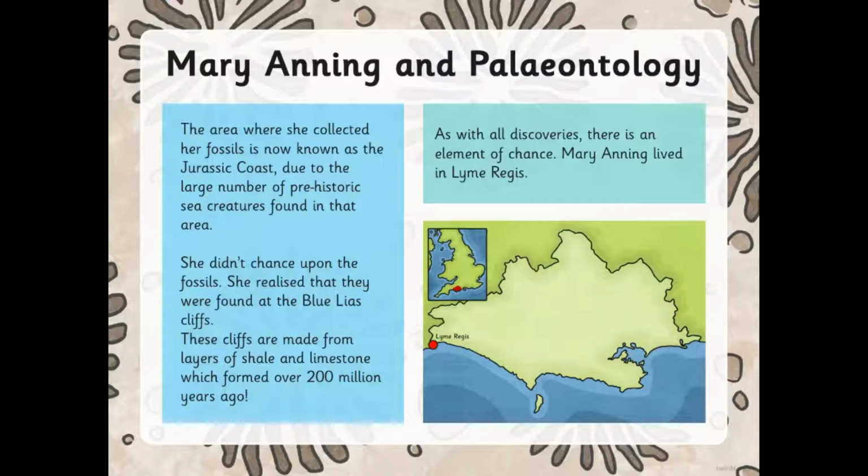So she didn't chance upon the fossils. She realised that they were found at the Blue Lias Cliffs, and these cliffs are made from layers of shale and limestone, which formed over 200 million years ago. So the fact that she grew up there mattered. If she'd grown up somewhere else, she wouldn't have made those discoveries, but that particular area and the type of rock that is there meant that the fossils of those animals from all those years ago have been preserved within that sedimentary stone.